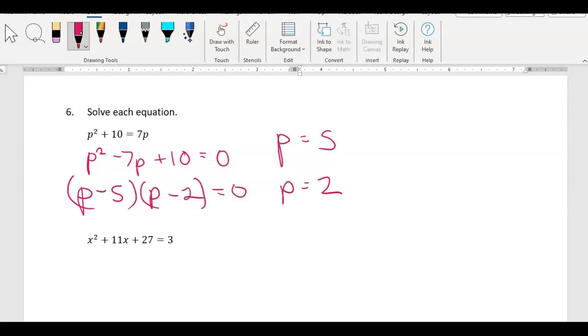Okay? So in that case, I didn't need to complete the square. That wasn't what was easiest. Can I complete the square? Yes, but 7p is a linear term. If I divide that in 2, I'm going to get a fraction, right?